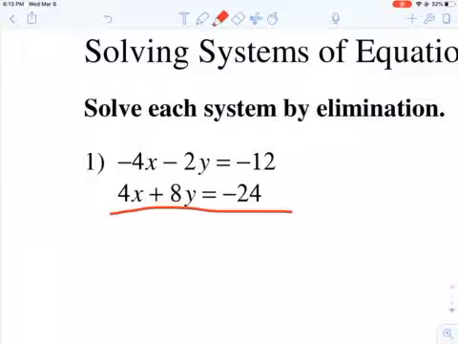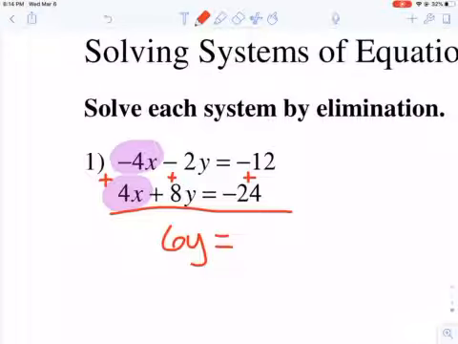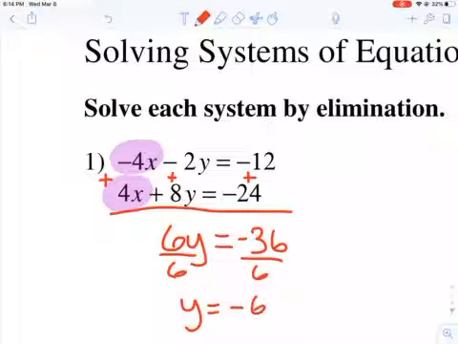Now in this case, you notice I have negative 4x and positive 4x. If I add these together, I get 0x, which essentially becomes 0. Love it. So I'm going to do the same thing to the rest of my terms here. So I'm going to do 8y plus negative 2y, I get 6y. I do negative 12 plus negative 24, and I get negative 36. And now I just have 6y equals negative 36, a nice, easy, one-step equation. Divide each side by 6, I get y equals negative 6.